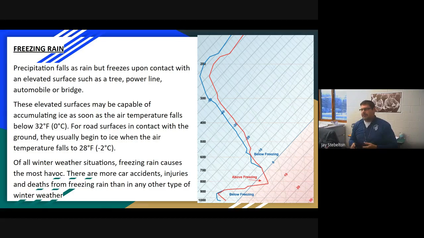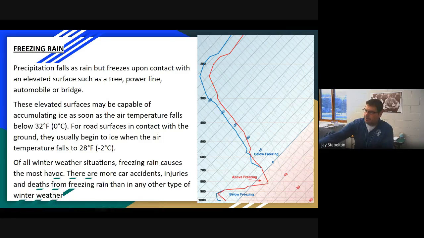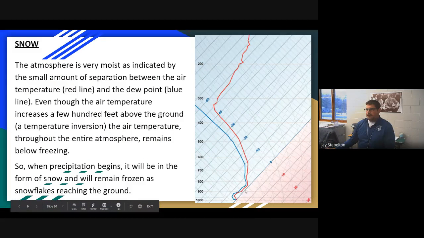The easiest way to identify freezing rain is to just see a little nose, and that's how I identify it. This Skew T diagram has a nose here, and that's because the frozen precip is able to melt while falling towards the ground, and then freeze again, either when it hits the ground or right before it hits the ground. And then again, here's the snow one. Notice everything is below freezing here. As it hits the ground, it's below freezing.